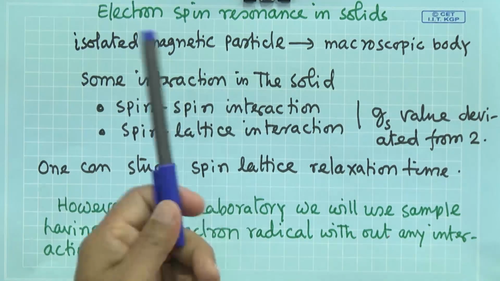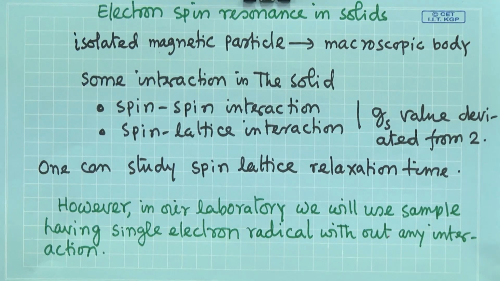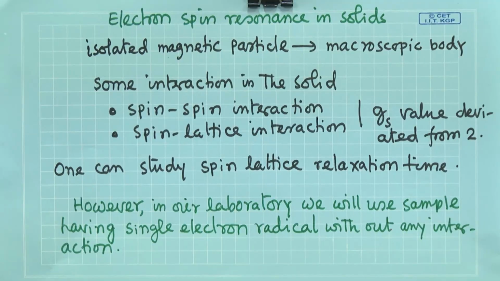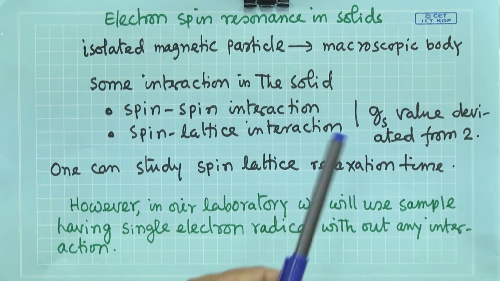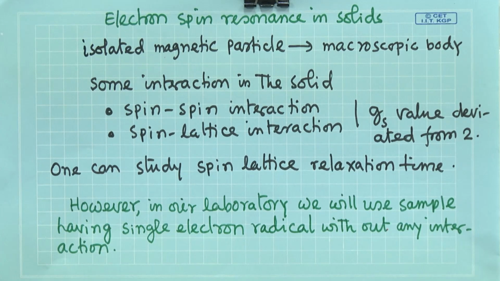From this type of experiment, people can measure the G value and the deviation of the G value from the ideal, isolated condition. So one can study the interaction with the environment, that is, the spin-lattice interaction. We express this interaction in terms of the spin-lattice relaxation time.